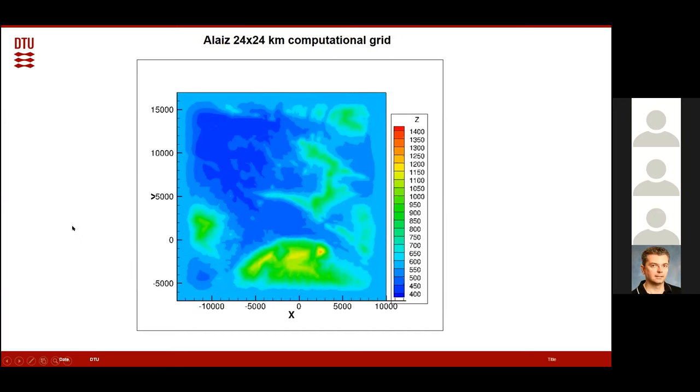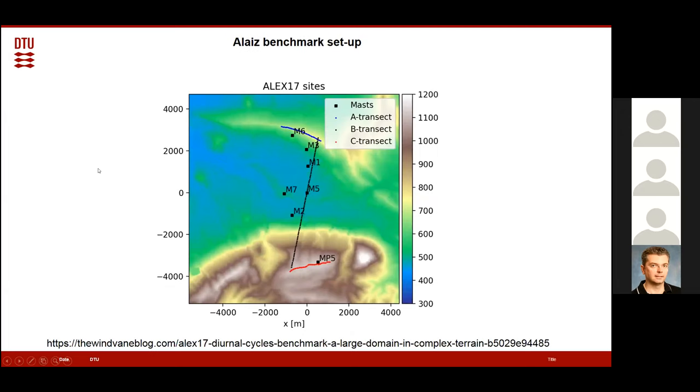And this is the microscale domain which has been used and targeted towards this benchmark case, which was focused mostly on the northerly and northwesterly winds. Again, the LX17 case was considered here, and I will quickly show the results from the M6, M7, and MP5 sites, which seem to be representative of the whole experiment.